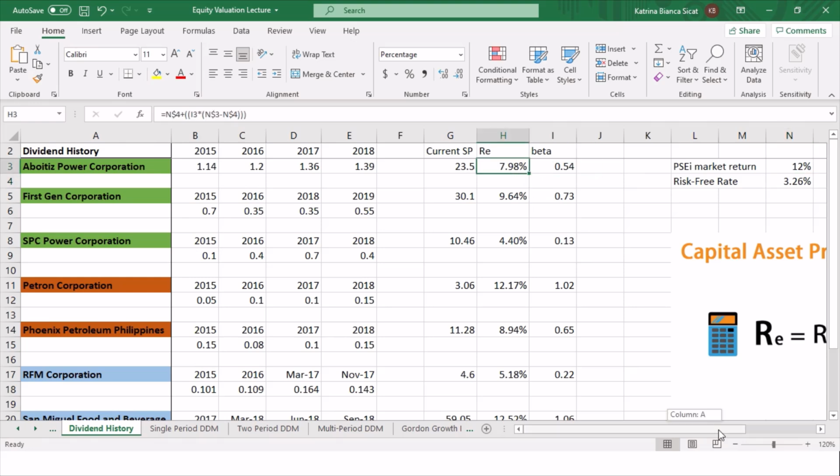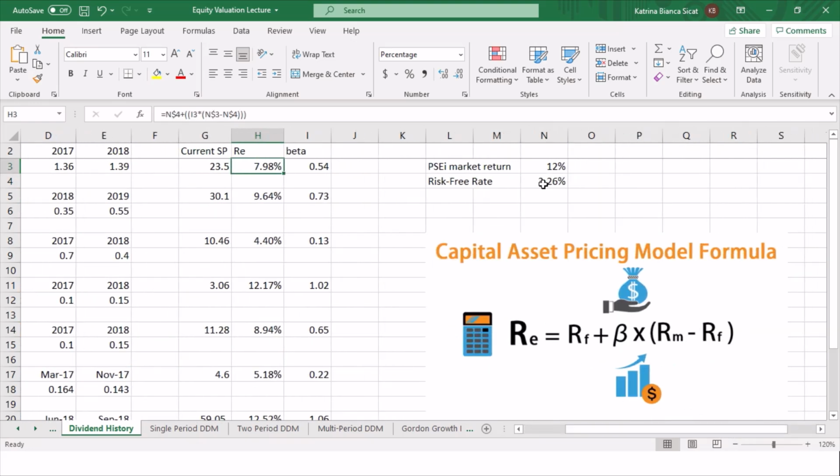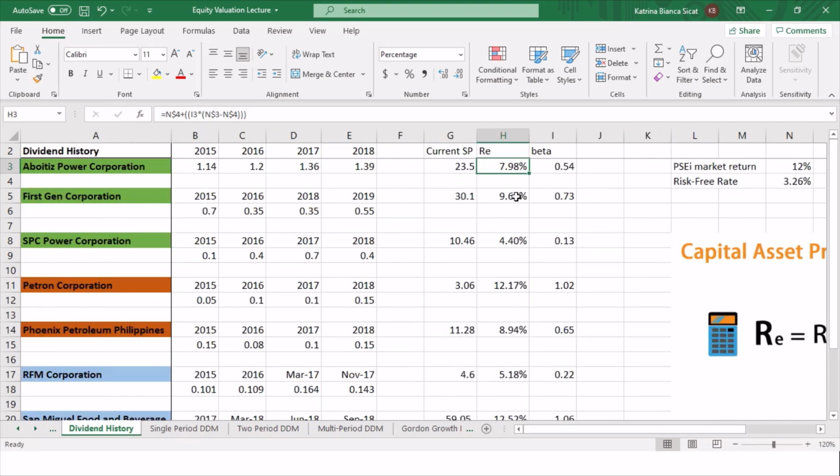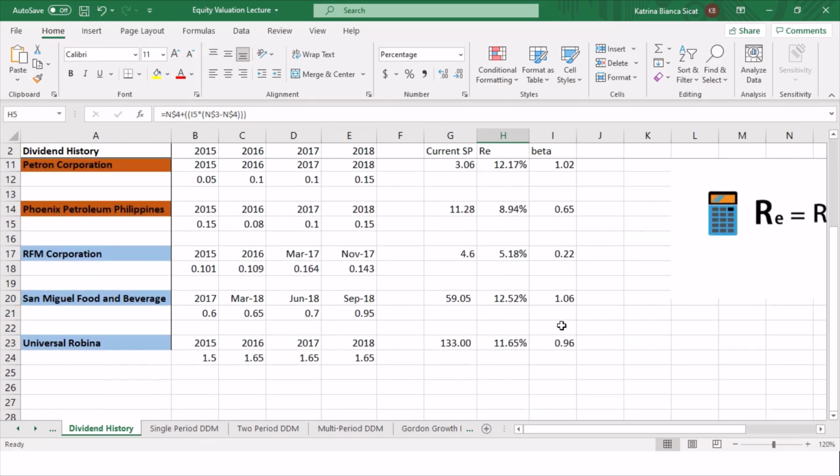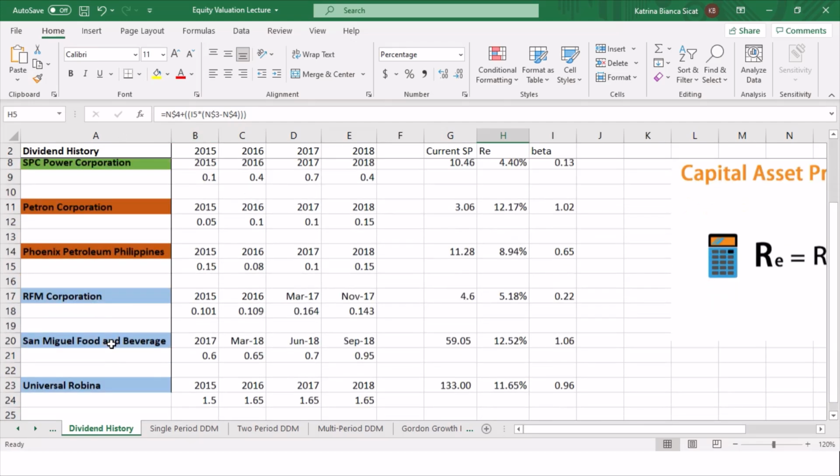No, the formula is your risk-free rate, which is 3.26%, plus your beta. Ito po yung beta natin per company. Iba-iba po yung beta natin. So insert mo lang yan. Multiplied by the difference of your market rate, which is 12%, less your risk-free rate. That's why I arrived with this number right here. So hindi ko po yan inimbento. It's based on actual market information at the moment, right? Okay? So as you can see, meron po akong formula dito. Dinrag ko lang yan. So therefore, automatic kukompute niya na itong different required rate of return per company.